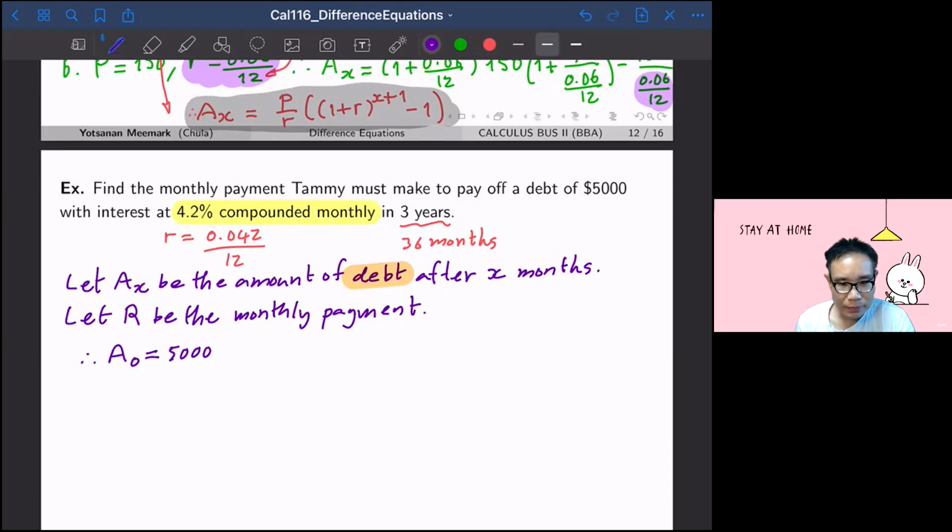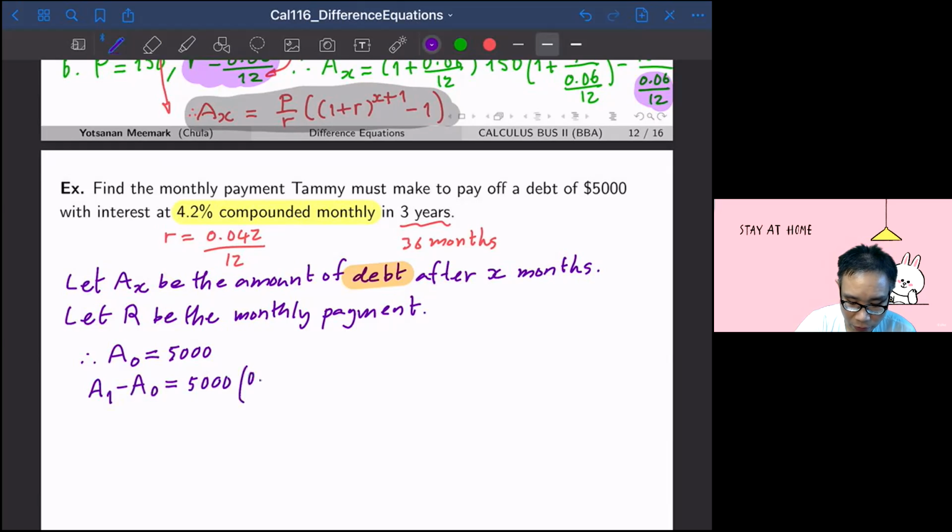Okay, and what will happen after the end of the month? So you see that the debt turned out to be smaller. So you have A1 minus A0. Okay, so the difference between A1 and A0 turned out to be the interest that you have. So it's going to be 5,000, and it's going to be multiplied with the interest that you have.